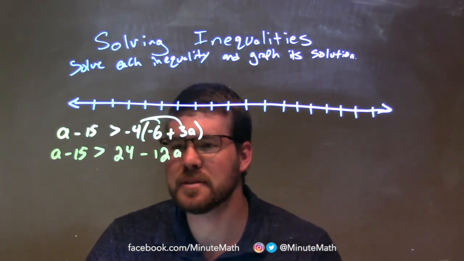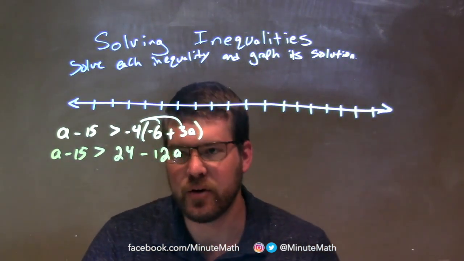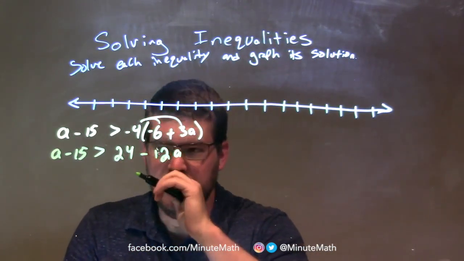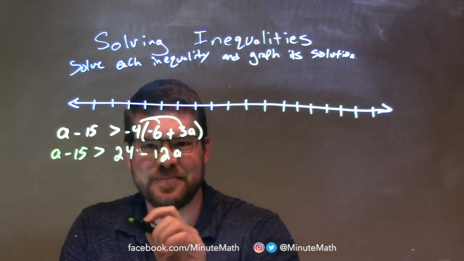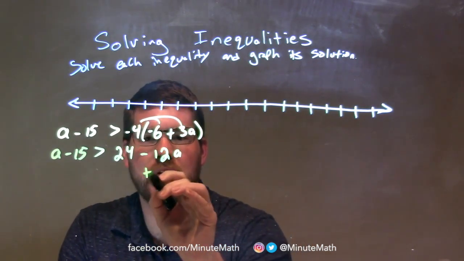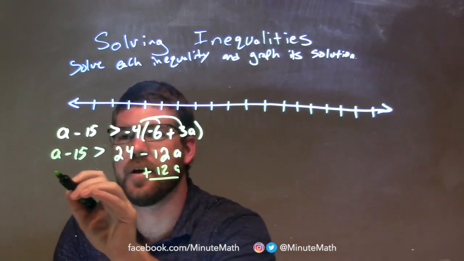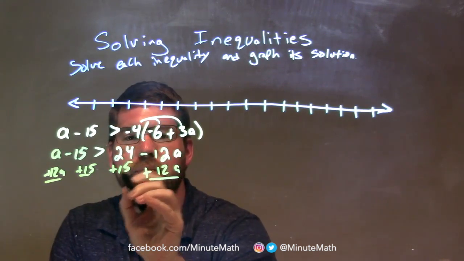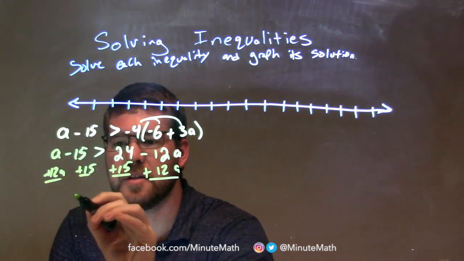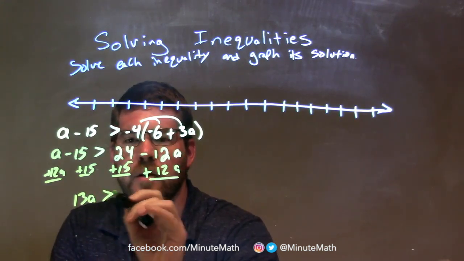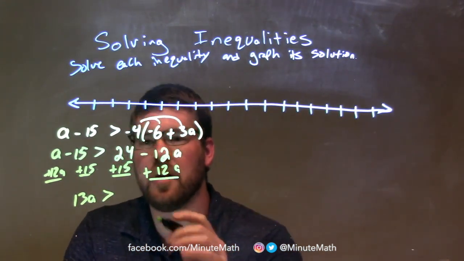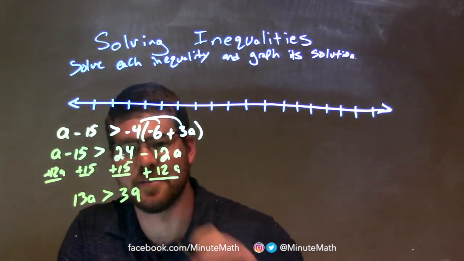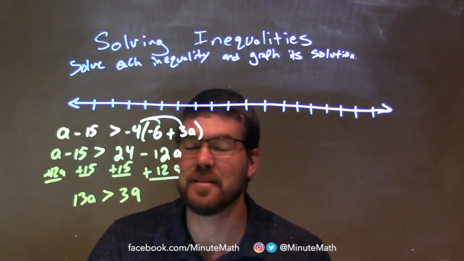So now what we want to do is just get all of our numbers together and all of our letters together. So I'm just going to bring the a's over to the left and the numbers to the right. So I'm going to add 12a to both sides. Okay. I'm going to add 15 to both sides. That leaves me with 13a on the left is greater than, and on the right, we're going to add them together, that's a 39. Okay, so 39, not 3a. 24 plus 15, so 39.